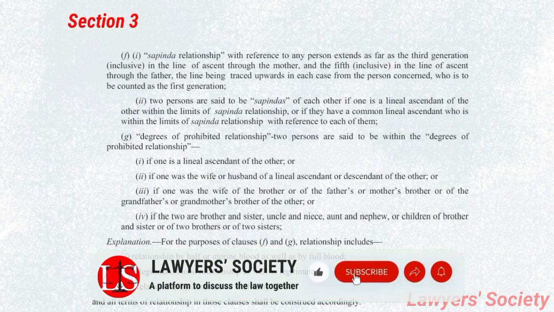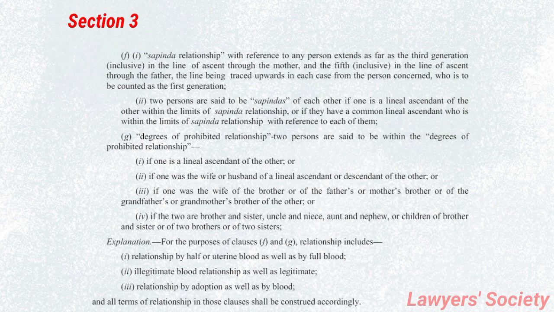In order to know what a sapinda relationship is or which relationship will fall under the category of degrees of prohibited relationship, you can read the definition clause for the same under section 3 subclause F and subclause G. But we will discuss the same in another video. Here in this video, we'll be talking about the maintenance topic alone.